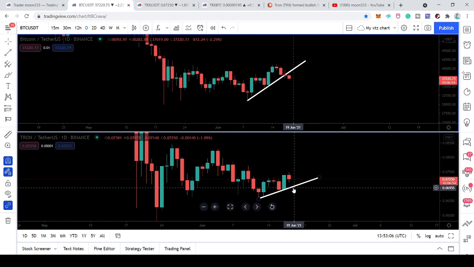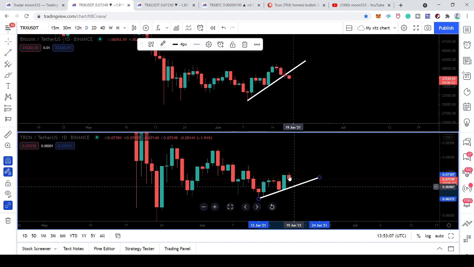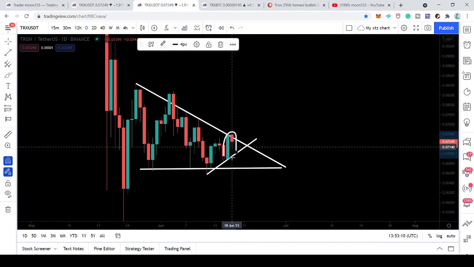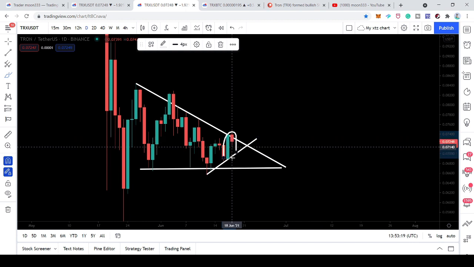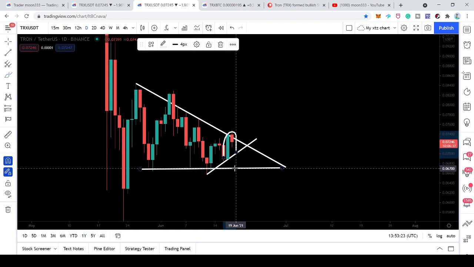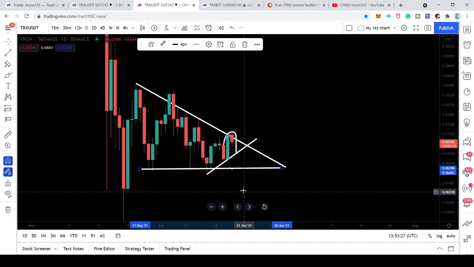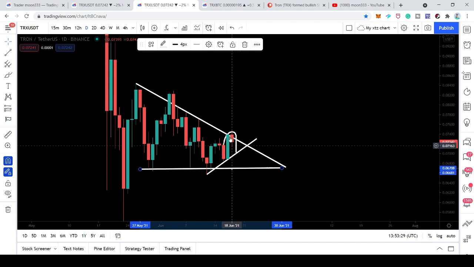Let me copy this trend line from here, and I'm just going to place it on this chart. Now you can see first it can retest this support somewhere close to 7 cents, and then if it breaks down this support, it can move down to this support of the descending triangle, approximately at 6.7 cents, and from here we can expect another bounce.